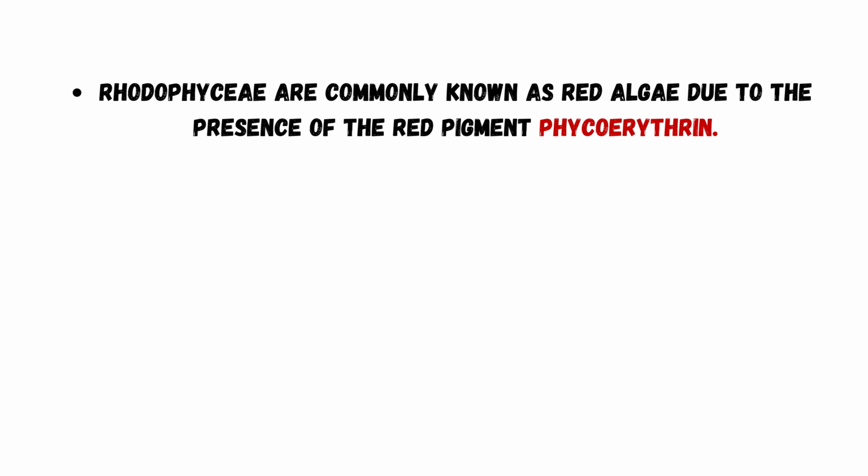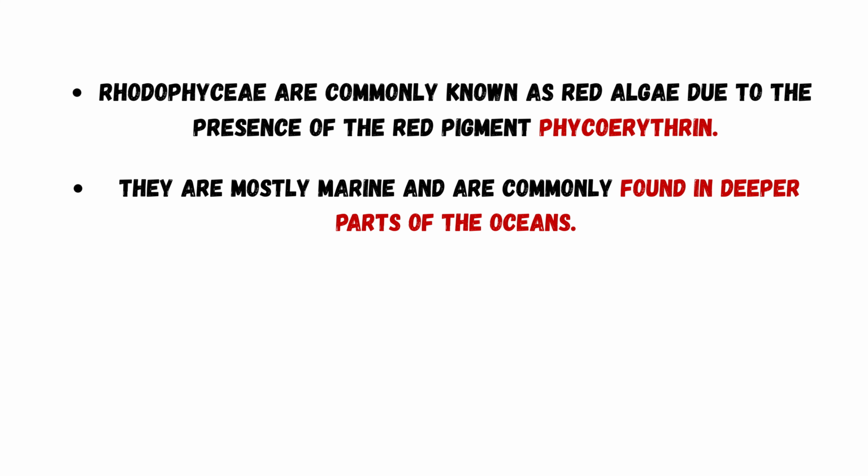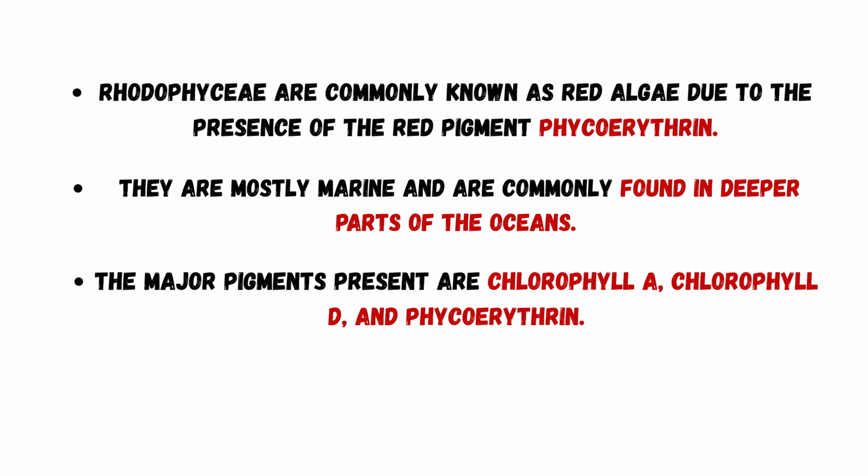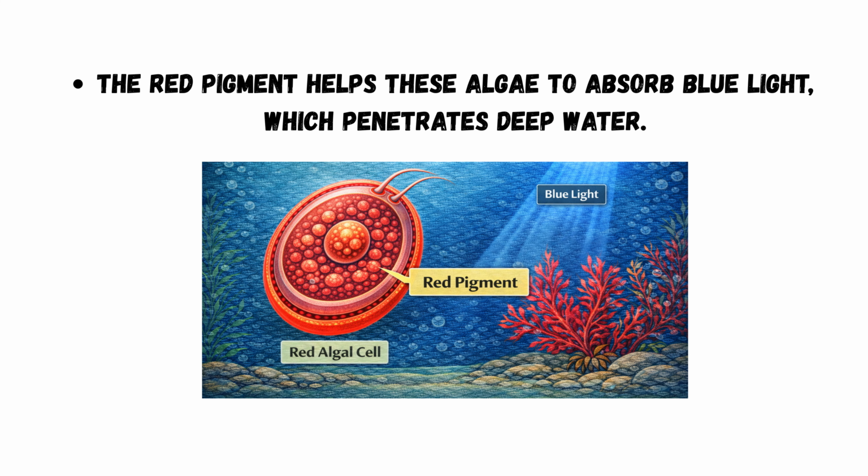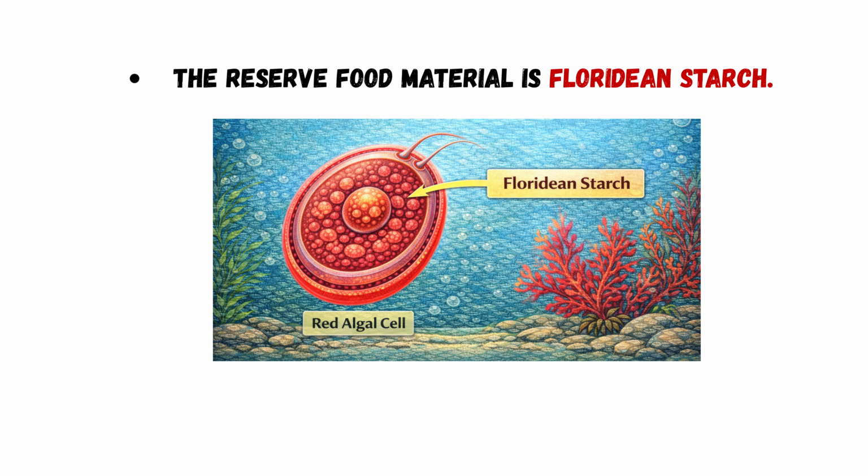Now let us understand about Rhodophyceae. Rhodophyceae are commonly known as red algae due to the presence of a red pigment called phycoerythrin. Red algae are mostly marine and are commonly found in deeper parts of the ocean. The major pigments present are chlorophyll A, chlorophyll D, and phycoerythrin. The red pigment helps this algae to absorb blue light, which penetrates deep water. They store reserve food as floridean starch.